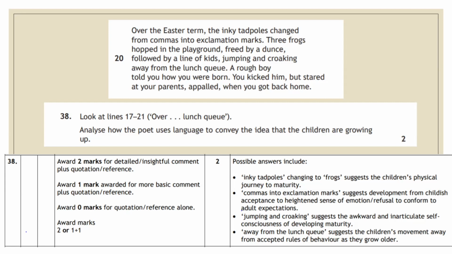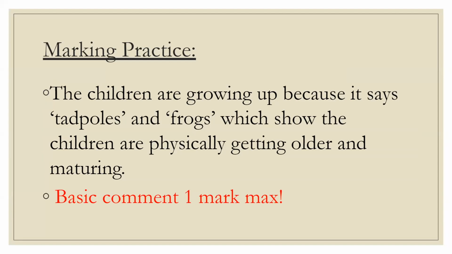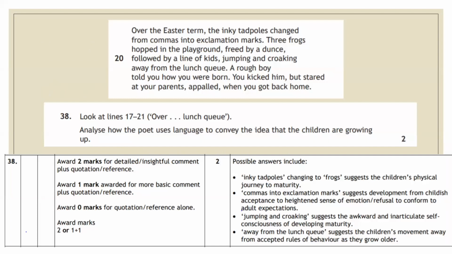Now, I'm going to show you one here. It says the children are growing up because it says tadpoles and frogs, which show the children are physically getting older and maturing. Now, that is just going to get a mark and no more because the scheme does say physical journey to maturity, so that's fine. You'd be allowed to make a point about jumping and croaking, the idea of the boys' voices breaking as they enter puberty and are maturing. You're not getting a mark for saying maturity, maturity, maturity.